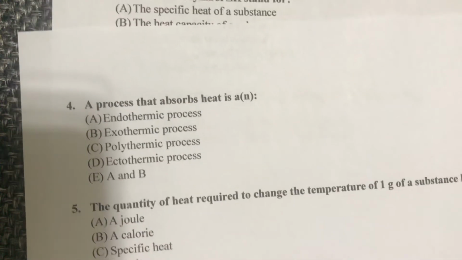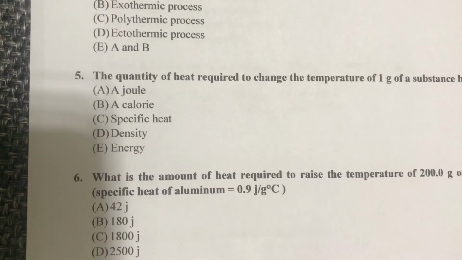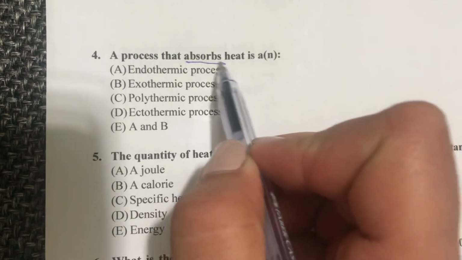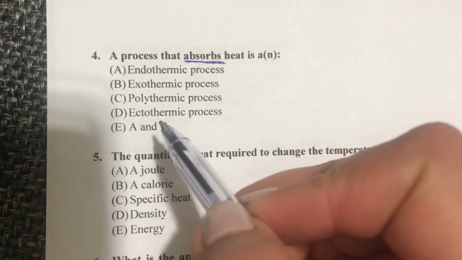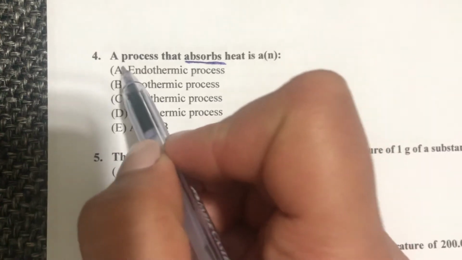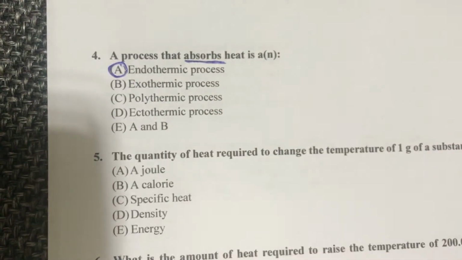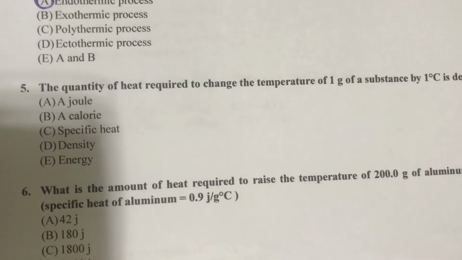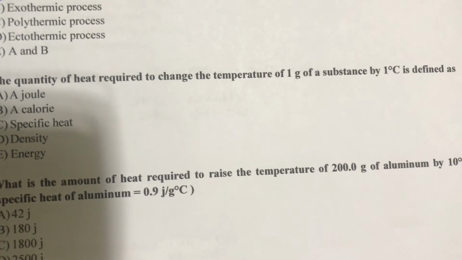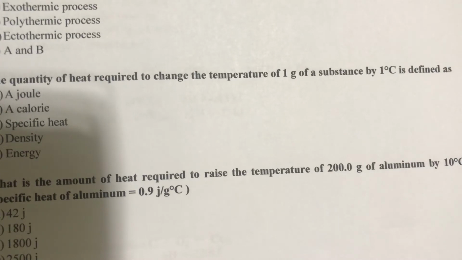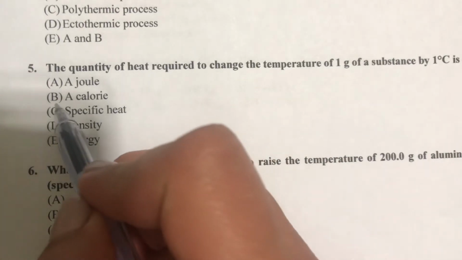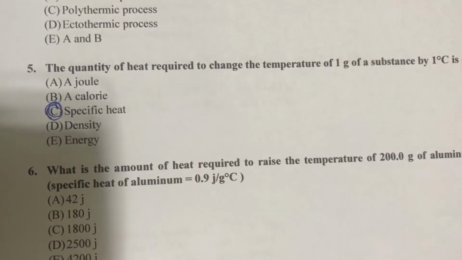Now question 4. A process that absorbs heat. Absorbs means the reaction needs energy to occur. So it's the definition for an endothermic reaction. Question 5. The quantity of heat required to change the temperature of 1 gram of a substance by 1 Celsius is defined as... So this is the definition for specific heat. So the answer is C.